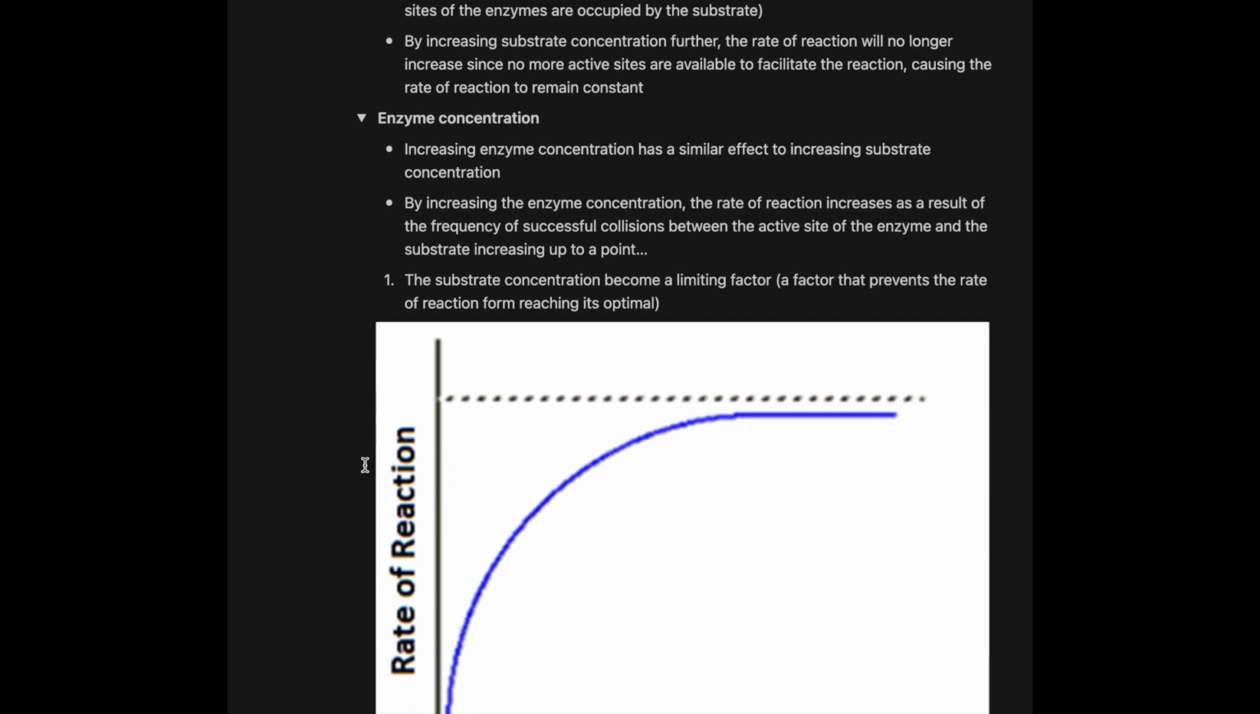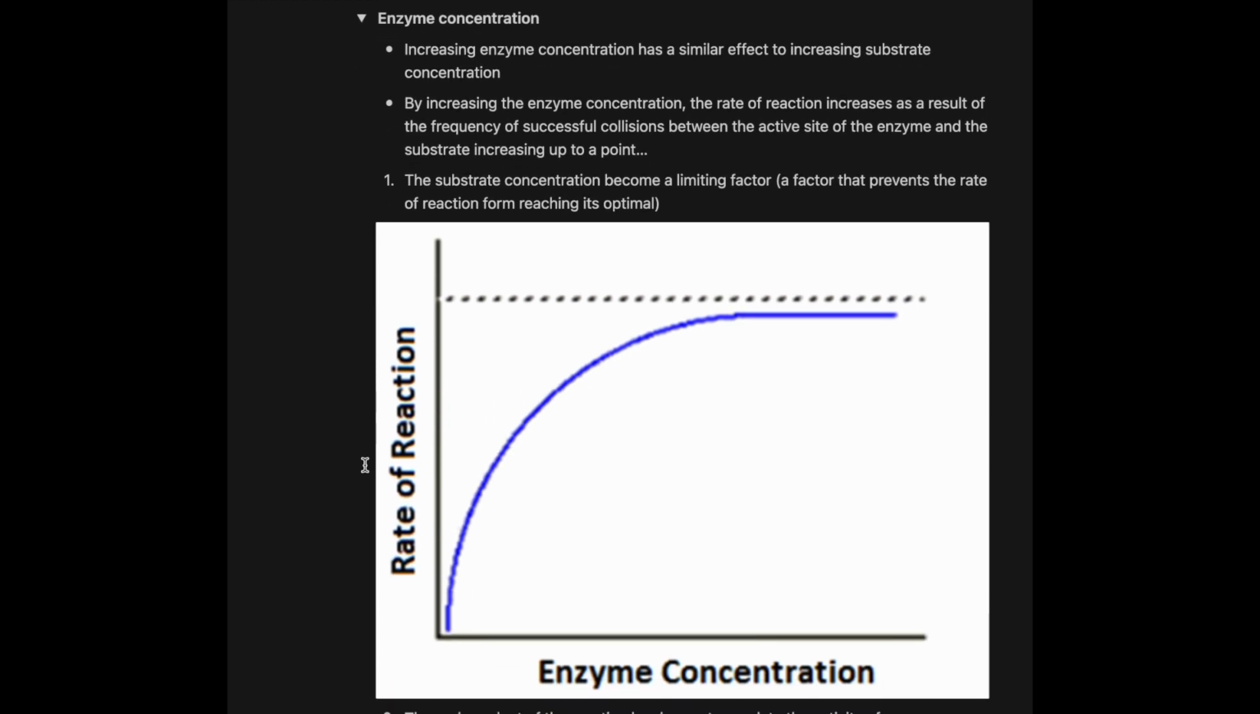So, enzyme concentration. Similar to the effect of increasing substrate concentration, as a result of increasing enzyme concentration, the rate of reaction increases proportionally as a result of the increase in the frequency of successful collisions between the enzyme's active site and the substrate, up to a point like before. So, the first reason is that the substrate concentration might be a limiting factor, which is a factor that prevents the rate of reaction from occurring at its optimal, which means that it can no longer happen at the highest rate of reaction.